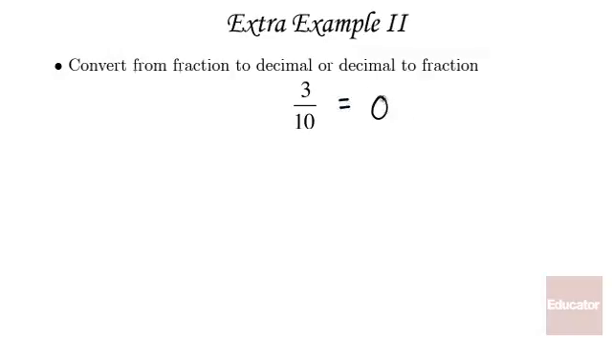I would have 30 cents, right? So having 3 dimes is the same thing as 30 cents, or 3 over 10 is the same thing as 0.30 or 0.3, because again, this is the same thing. I can put a 0 here because it's after the decimal place.